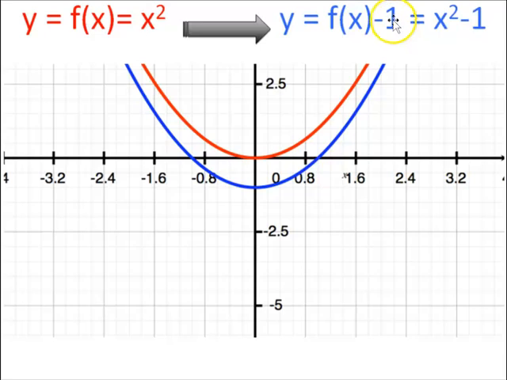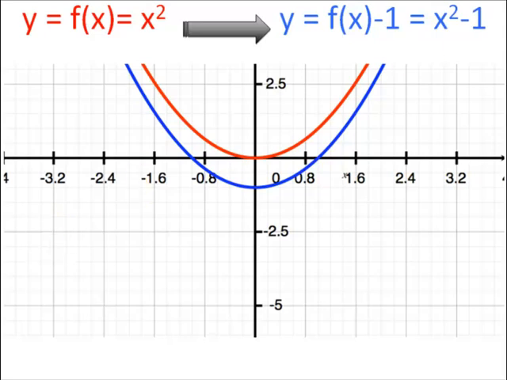Now we see some minuses. So going back to our original function, the red function is our original function, y is equal to x squared. And our new function, which is the blue function, is f of x minus 1, or x squared minus 1. So again, it's outside the brackets. So when it's outside the bracket, we're moving up or down. And when it's minus, we're moving down.